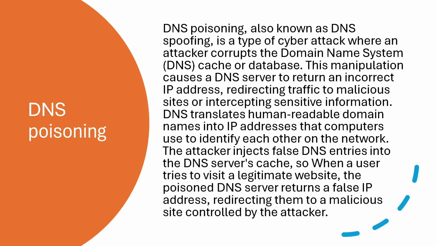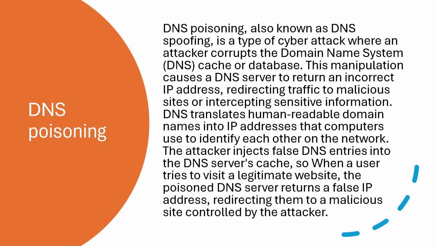DNS poisoning. DNS poisoning, also known as DNS spoofing, is a type of cyber attack where an attacker corrupts the DNS cache or database. This manipulation causes a DNS server to return an incorrect IP address, redirecting traffic to malicious sites or intercepting sensitive information.